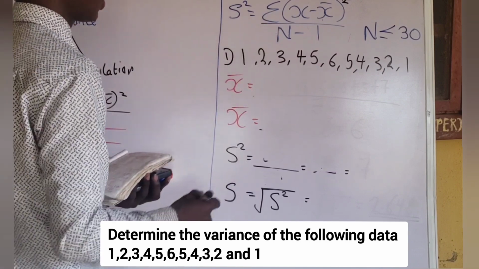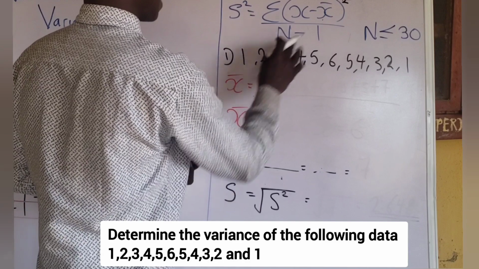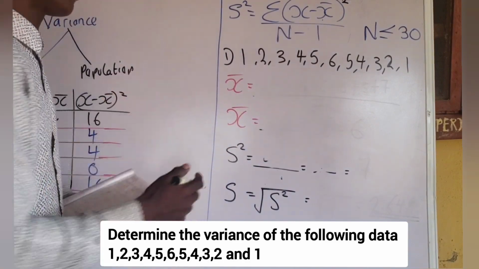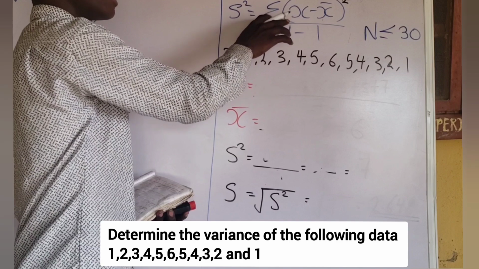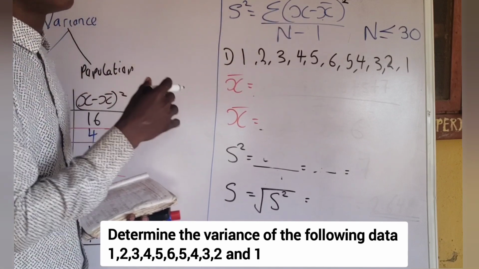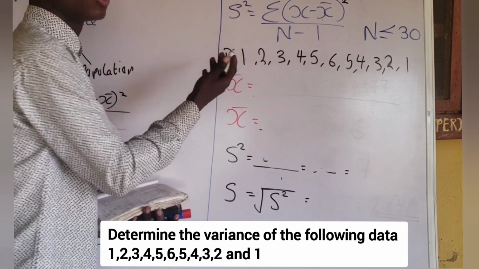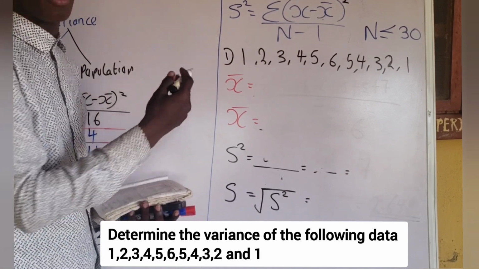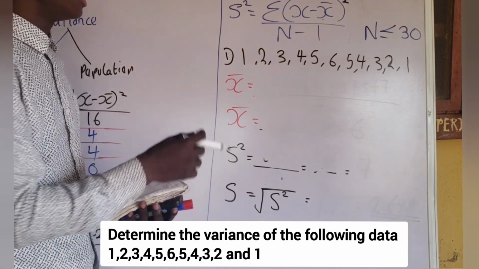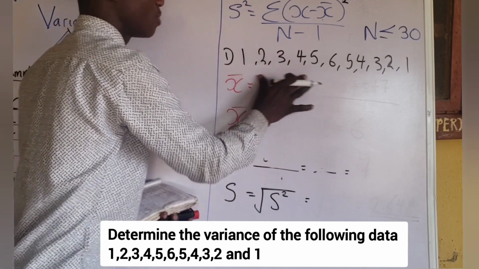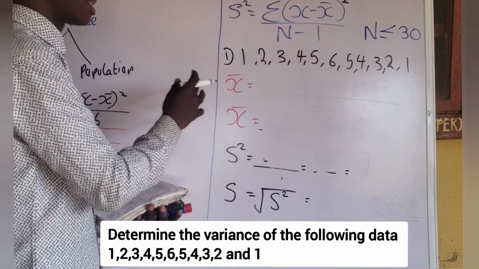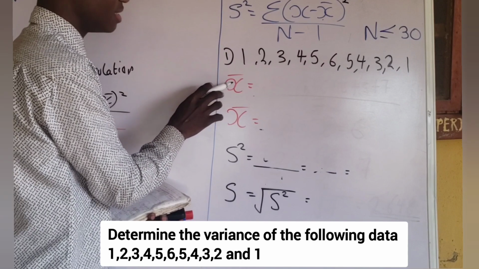You understand? So for this, I need to take the mean. I need to find the mean of this data, because according to the formula, I need the difference between the samples and the mean of the samples. The samples are 1 2 3 4 and others like that, and the mean is what I want to get now. Okay, mean is given by this symbol.